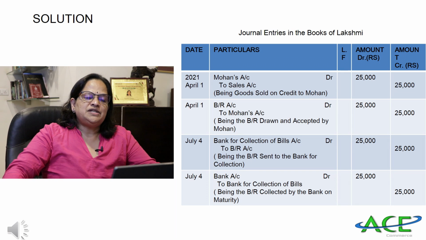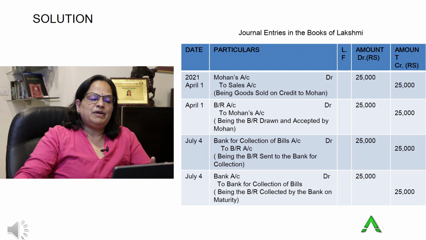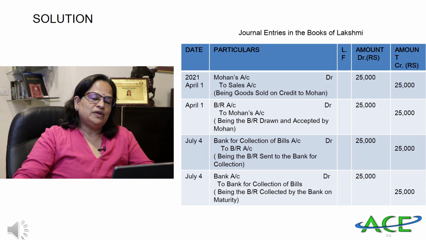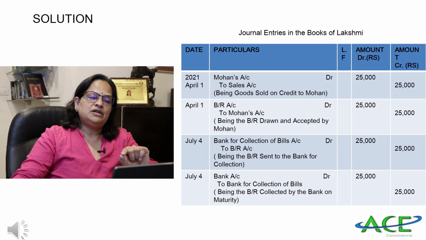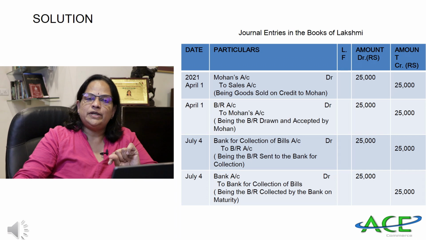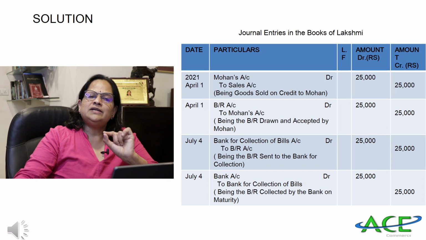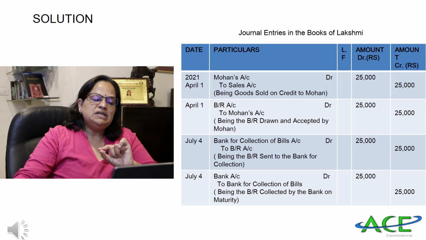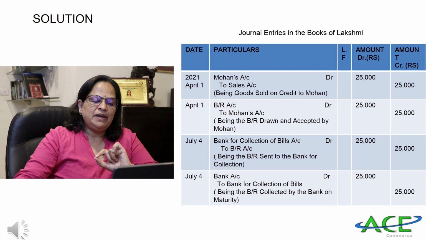So on the date of maturity, without any payment, the amount was paid for the bill. So these are the journal entries in the books of Lakshmi. 2021 April 1st, the date is important, because when the payment comes, for the date of maturity we have to give that as the date. Now the date for drawing the bill. So Mohan's account debtor to sales account 25,000, being the goods sold on credit to Mohan. Now, they are not making the payment, she is getting only a bill. So bills receivable account debtor 25,000 to Mohan's account 25,000, being the bills receivable drawn and accepted by Mohan.